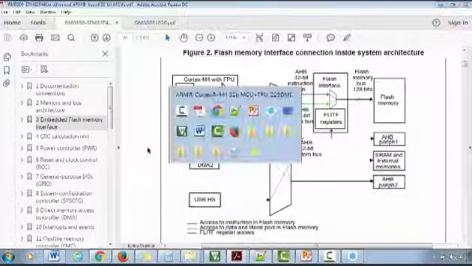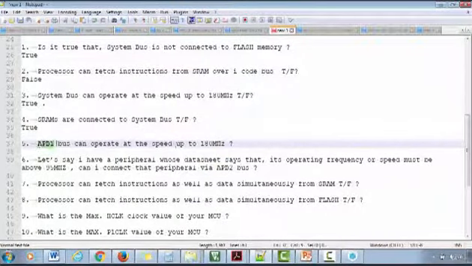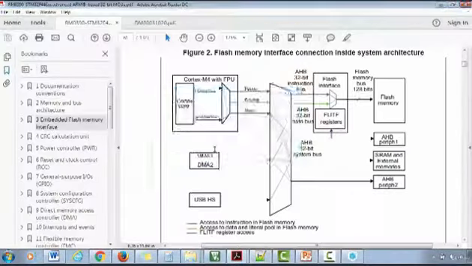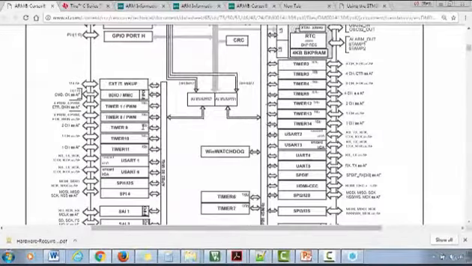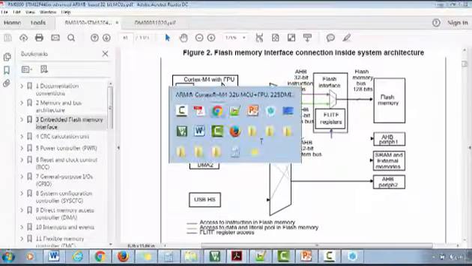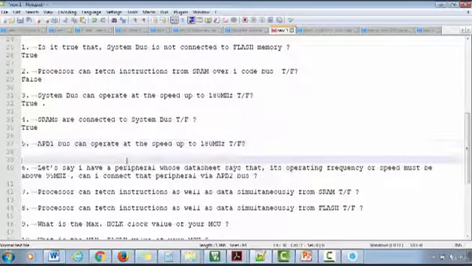So now the next question. An APB1 bus can operate at a speed up to 180 megahertz. What's your answer for this? Can an APB1 bus operate at the speed of 180 megahertz? That's not true, because an APB1 bus, as mentioned here, can only run up to 45 megahertz. So this is false.